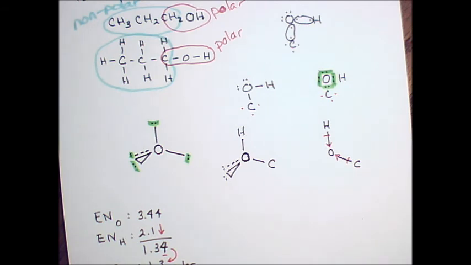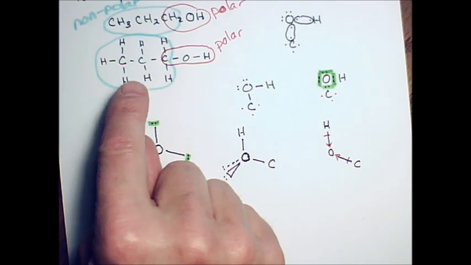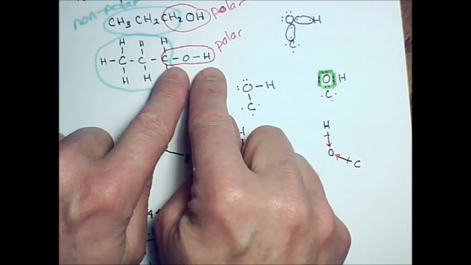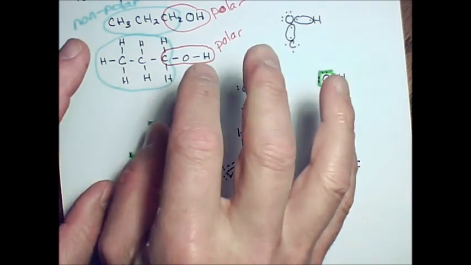Like if one side is polar, the other one's automatically going to be nonpolar? Not necessarily, but in this case it is. Okay, so these can be both polar and nonpolar? In this case we have a molecule that's both polar and nonpolar. One end is polar, one end is nonpolar. That's what you need to know from this activity.